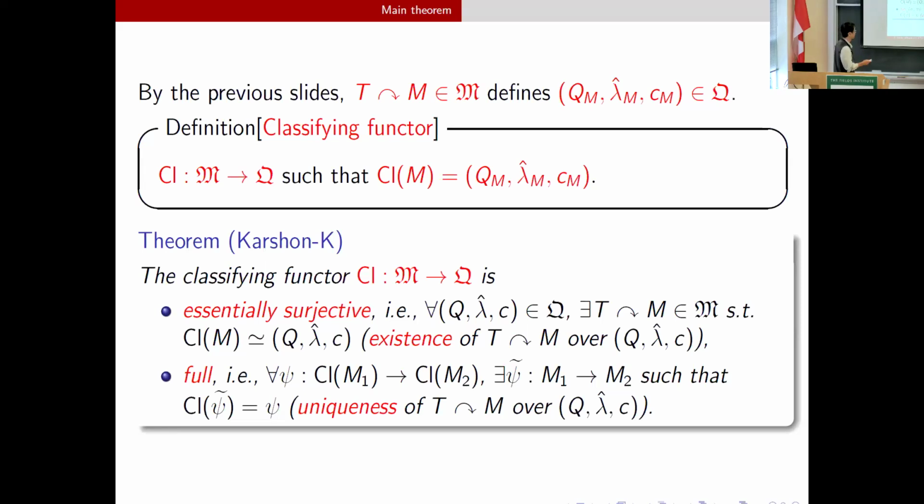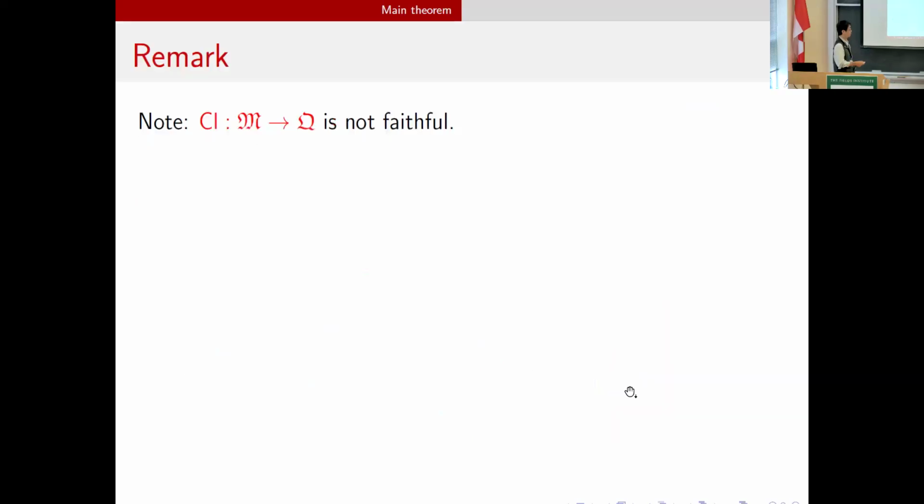Okay. So this gives a classification. We will prove this one next time. First of all, I need to remark that this classifying functor is not faithful. Full means that the maps on morphisms are surjective, and faithful means they are injective. If a functor is full, faithful and essentially surjective, then the two categories are equivalent.